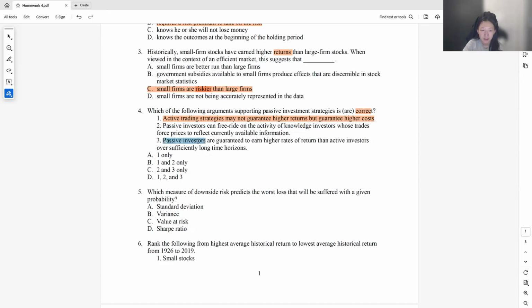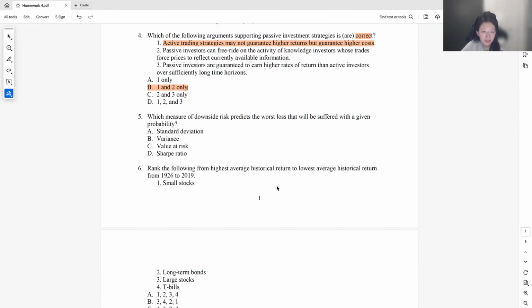So next one, passive investors are guaranteed to, nothing is guaranteed. Again, in investment, unless you are investing in risk-free assets like treasury bills, or you're putting money in a money market fund, those cases you have interest rate for sure. But other risky assets none of them can offer you a higher rate for sure. So this one is obviously wrong, so I'm gonna eliminate this. So number 1 and 2 is the right choice.